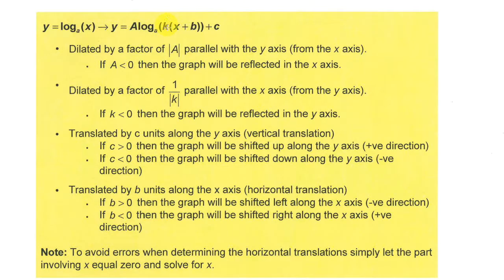What's the effect of the k, the value immediately in front of the x? Well, we'll be dilated by a factor of 1 on the magnitude of k, 1 on the size of the k, so we ignore the sign again, parallel with the x-axis. So every x value has been multiplied by the size of 1 on k.